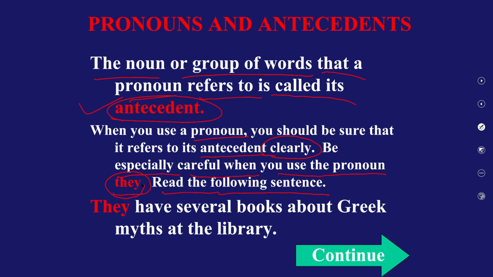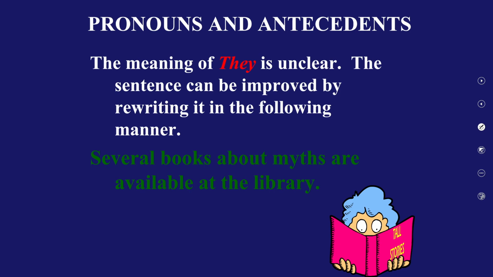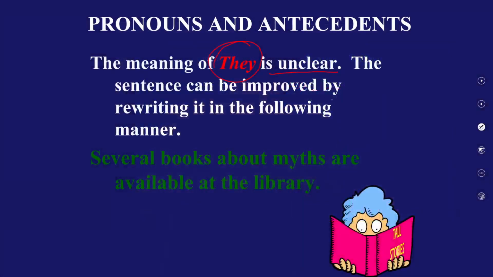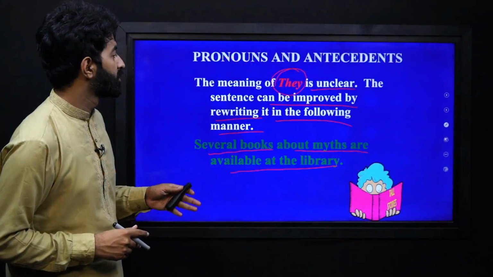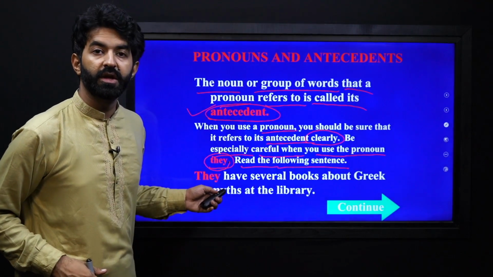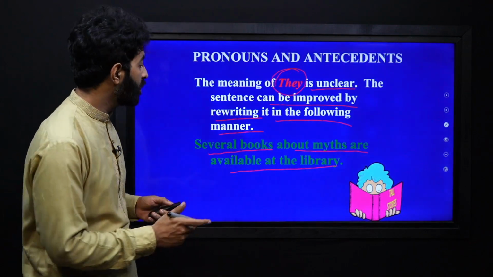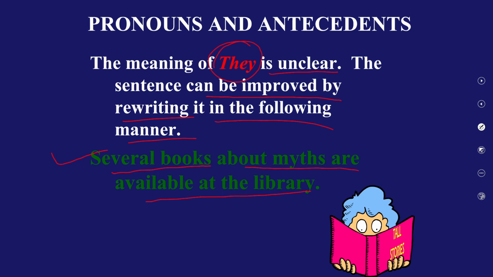Read the following sentence. They have several books about Greek myths at the library. Now, let's break it down. The meaning of they here is unclear. Who are they? To which thing are we referring? This is not clear. The sentence can be improved by rewriting it in the following manner: Several books about myths are available at the library. So, as you can see, when we used they have several books, it was not clear. So, we omitted it, and now the new sentence is: several books about myths are available at the library. We do not have any confusion.